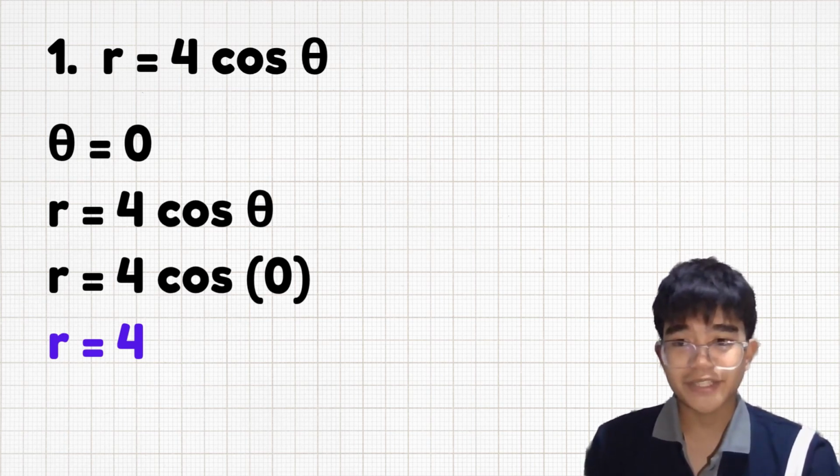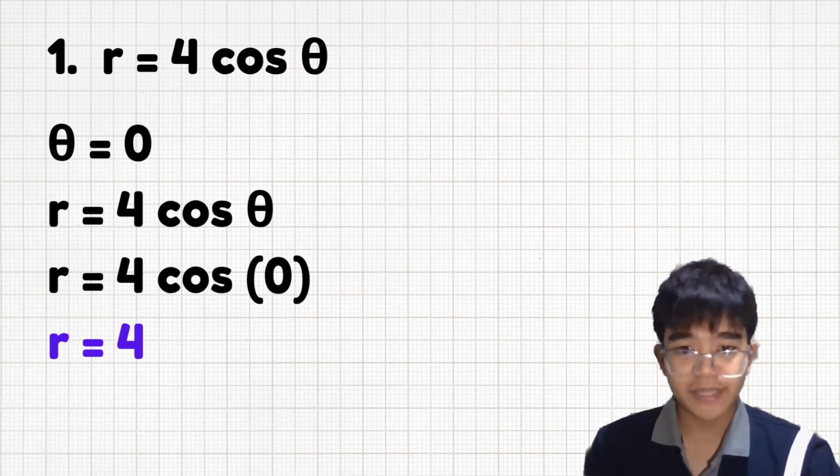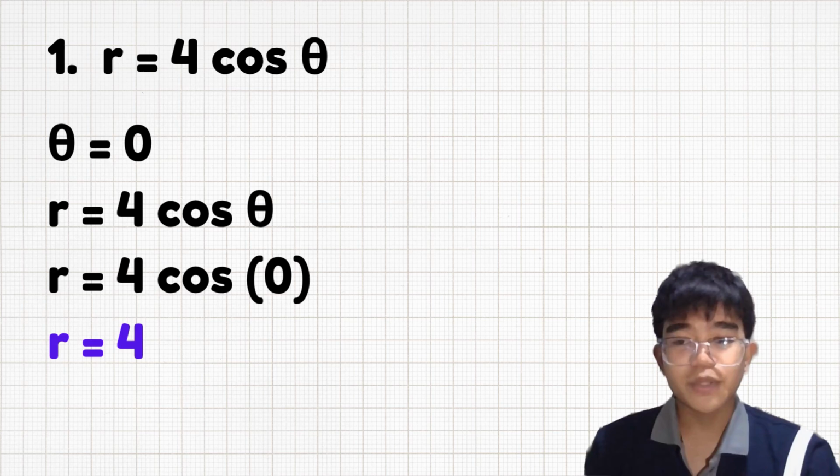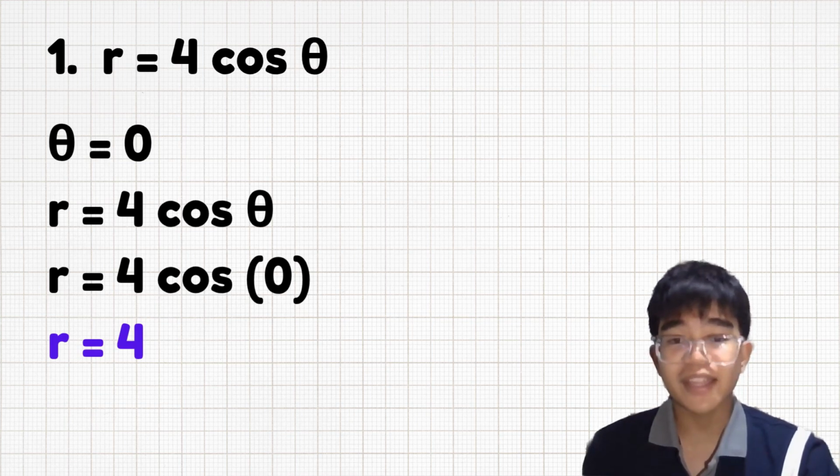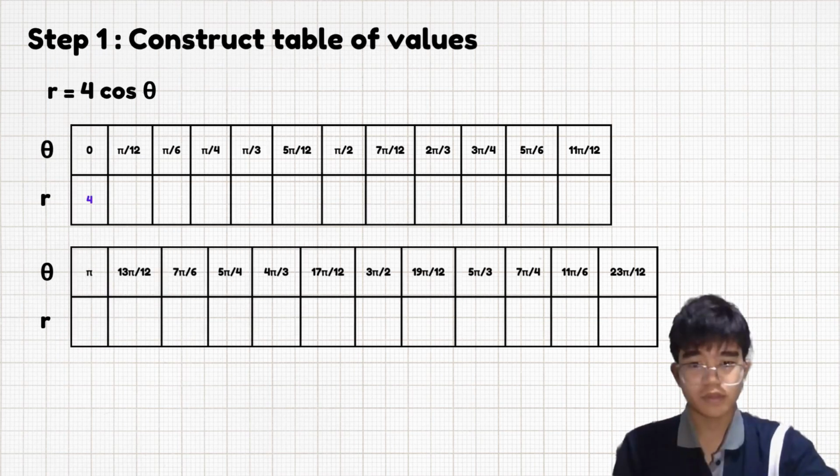Now, in finding our radius, we first identify our theta. In our table of values, we have 0 as our theta or angle. So we have theta is equal to 0. Then we substitute the value of our theta in our radius. So we have r is equal to 4 cosine theta, which is r equal to 4 cosine 0. Since cosine 0 is 1 and 4 times 1 is 4, our first radius is equal to 4 if theta is 0. We input our radius in the table of values so that we can easily navigate when we graph our polar equation.